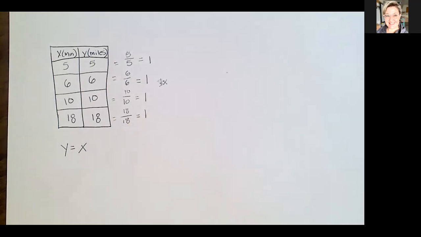Okay, we're going to do another one that has a little bit of a different flair. Let me grab one from IXL and I will share here on the board.